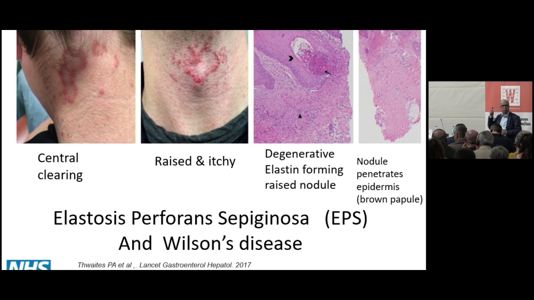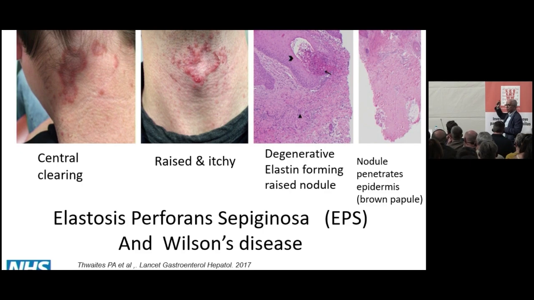And I'm going to start off with this manifestation, which can occur usually around the flexor surfaces, usually around the neck or around the axilla or around the groins. And usually this area appears, as you can see on the top left, with a central clearing. You can see a rash, but with an empty area in the middle. And then over the months, the lesion can become raised and it can become very itchy.